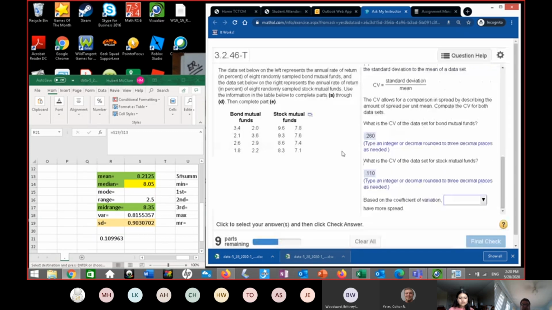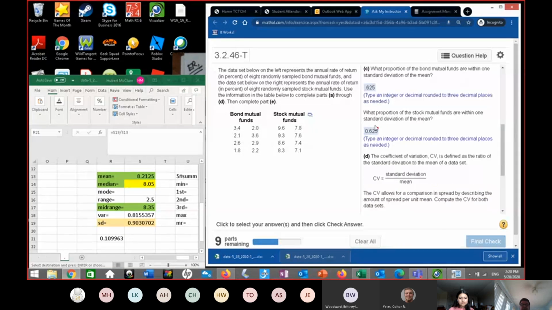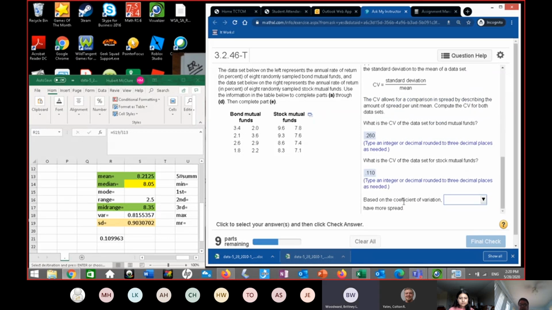Yeah, we're getting all the answers right, because if we got all the answers wrong, then I would say we're doing something wrong. But that is just an observation of 3.4. Okay. Based on the coefficient of variation, bond has a larger spread than stock mutual.